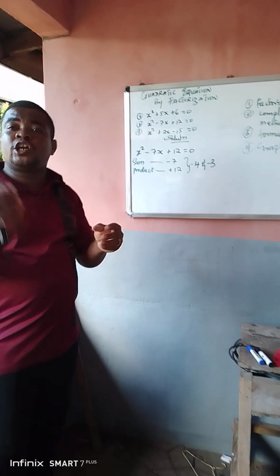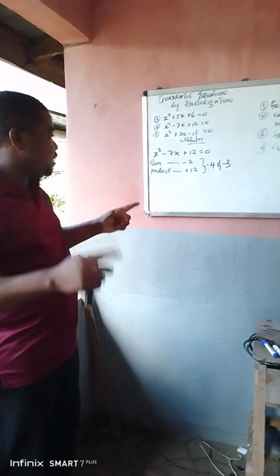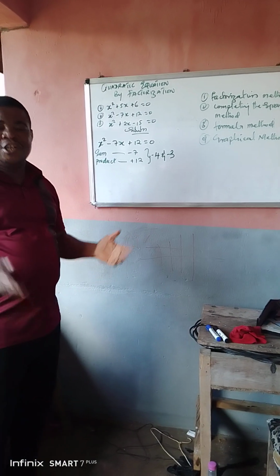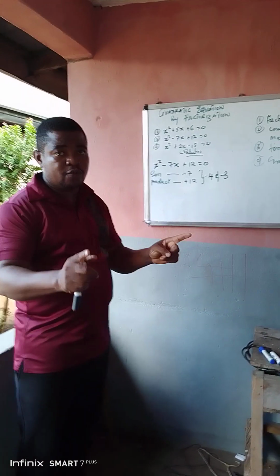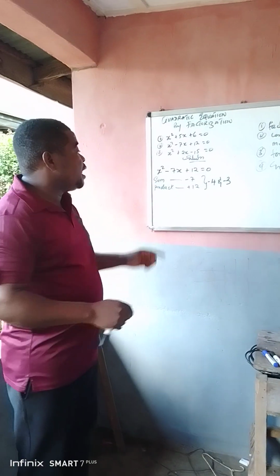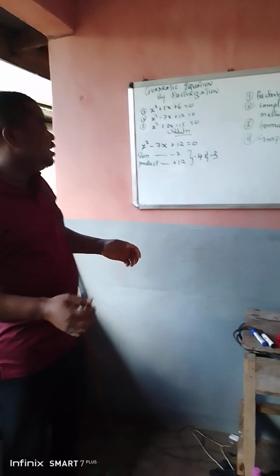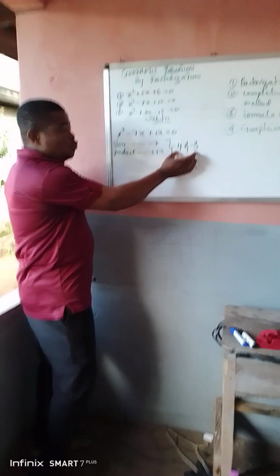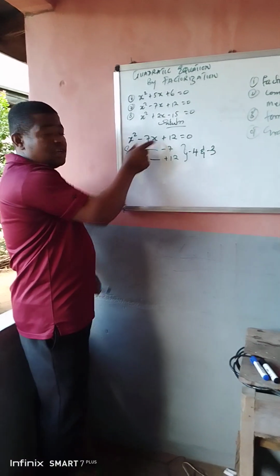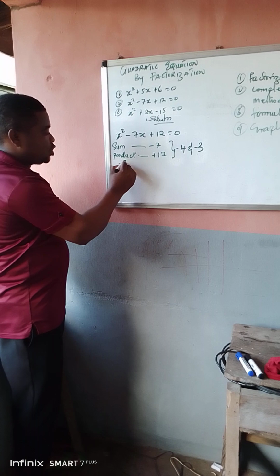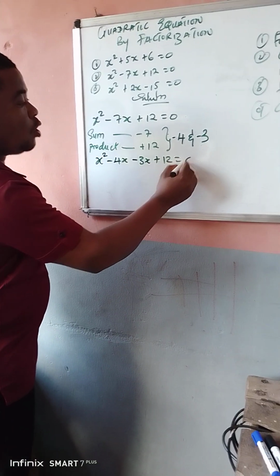Now, what are those two unique numbers that when you multiply them, they give you 12, and when you add them, they give you minus 7? We have minus 4 and minus 3. Some person will want to ask how. Minus 4 times minus 3 will give us plus 12, because minus times minus is plus. Then minus 4 plus minus 3 will give us minus 7. Having known that, we are going to replace the center number with these two numbers we have gotten that satisfy these two conditions, and our equation will now be x squared minus 4x minus 3x plus 12 equal to 0.